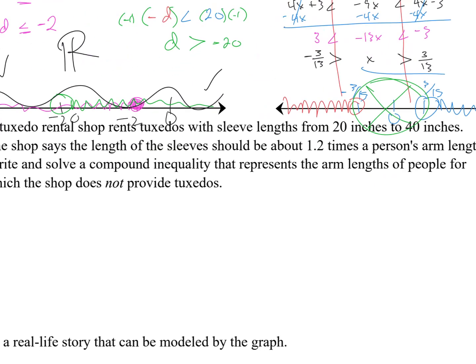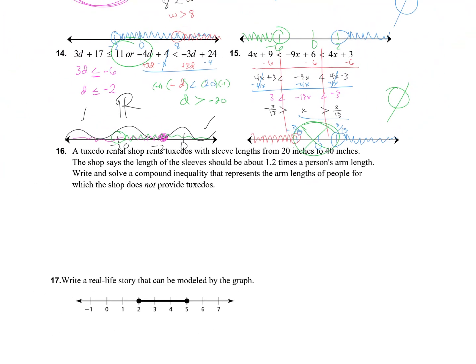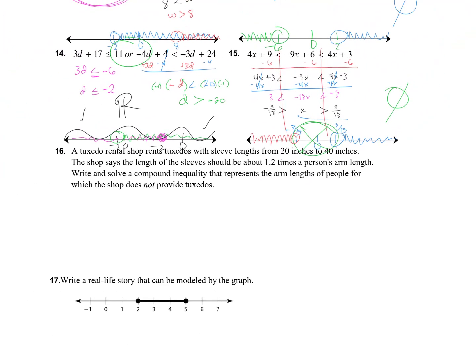A tuxedo rental shop rents tuxedos with sleeve lengths from 20 to 40 inches. Okay, so just right away, I'm going to kind of do this. I don't know if I really need to do this, but there's sleeves 20 to 40. Okay. The shop says the length of the sleeves should be about 1.2 times a person's arm length. That's probably going to be important.